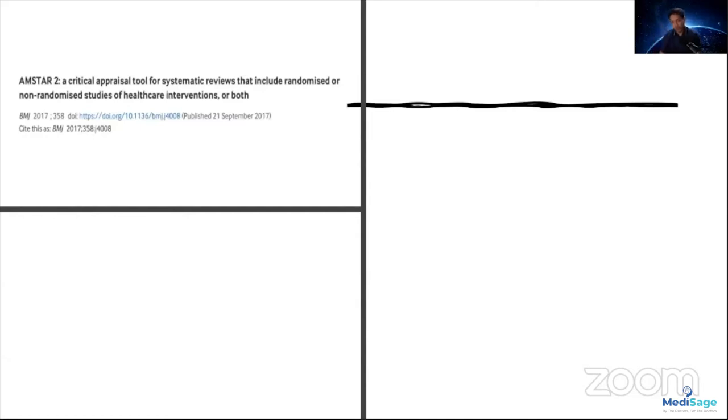The first is AMSTAR 2, which is a checklist used for evaluating high-quality systematic reviews. But it follows that if you look through the items of the checklist before you start writing your review, that will help you plan your review in such a way that all these items are borne in mind and thought about when you're doing your review as a whole.